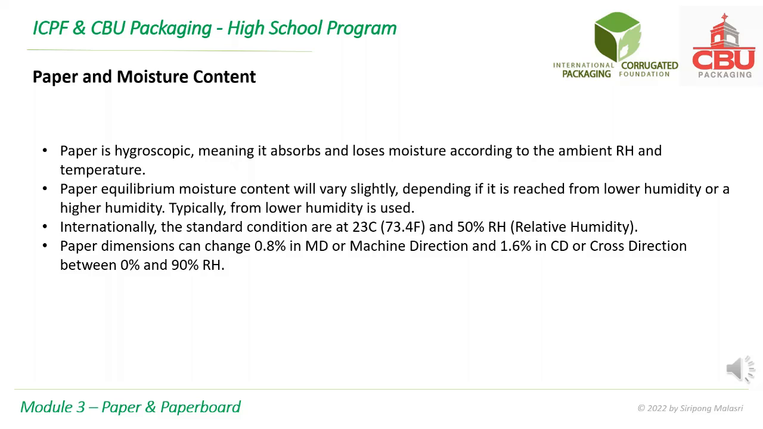Paper is hygroscopic, meaning it absorbs and loses moisture according to the ambient RH and temperature. Paper equilibrium moisture content will vary slightly, depending if it is reached from lower humidity or a higher humidity. Typically, from lower humidity is used. Internationally, the standard condition are at 23 Celsius or 73.4 Fahrenheit and 50% relative humidity. Paper dimensions can change 0.8% in machine direction and 1.6% in cross direction between 0% and 90% RH.